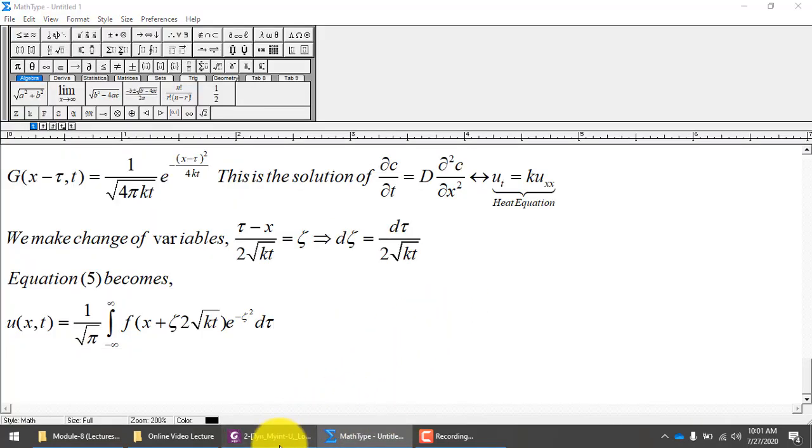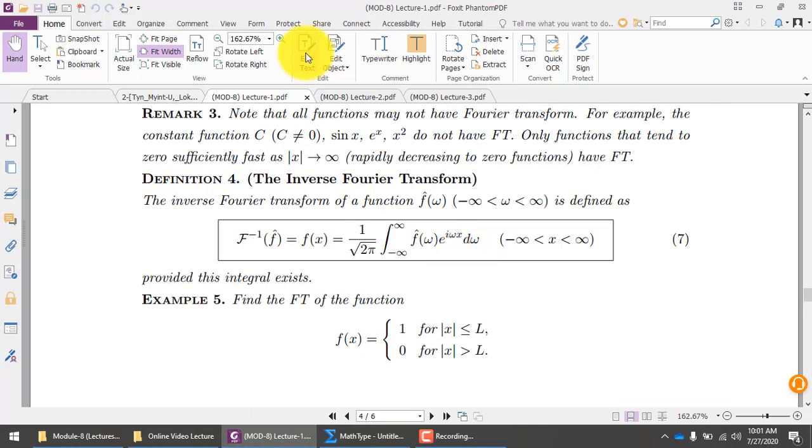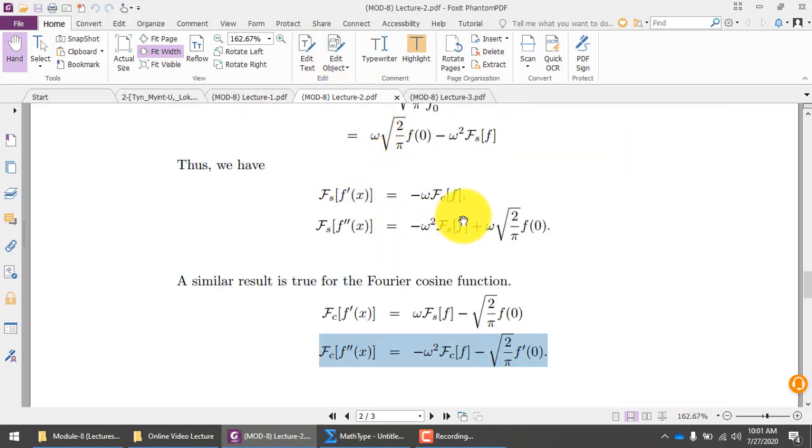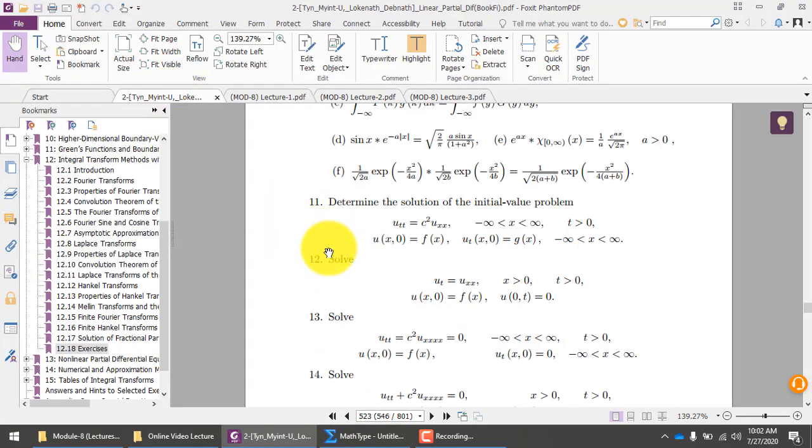So which formula is best suited? This one, because this formula has the function value at x equal to 0. The other formula has the function's derivative value with respect to x at x equal to 0. So in the question, for example, question 12 in the book, you will use the Fourier sine transform.